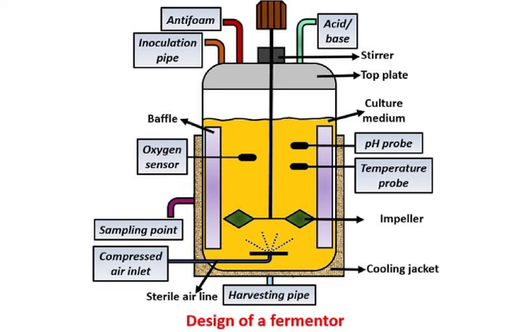Now we're going to discuss what is a fermenter. A fermenter is basically a big tank which is used to culture bacteria or microorganisms, even fungi. Now, what does it basically have? Let's look at the first one, the cooling jacket. Why do we need a cooling jacket?